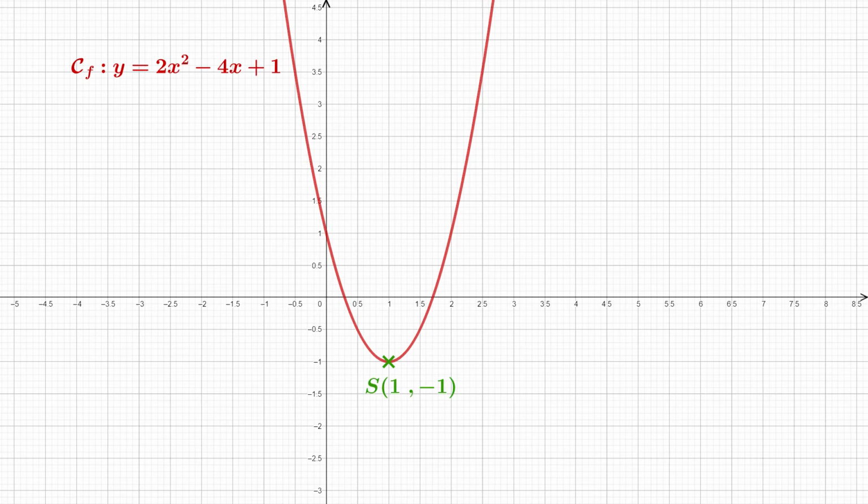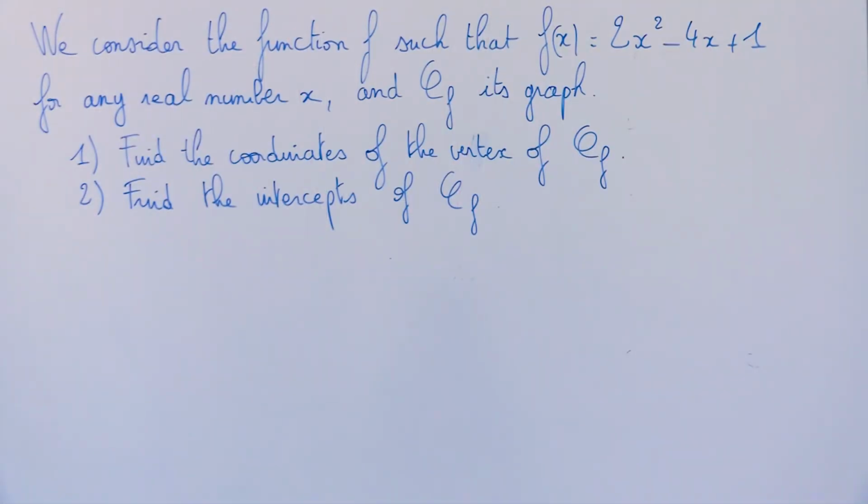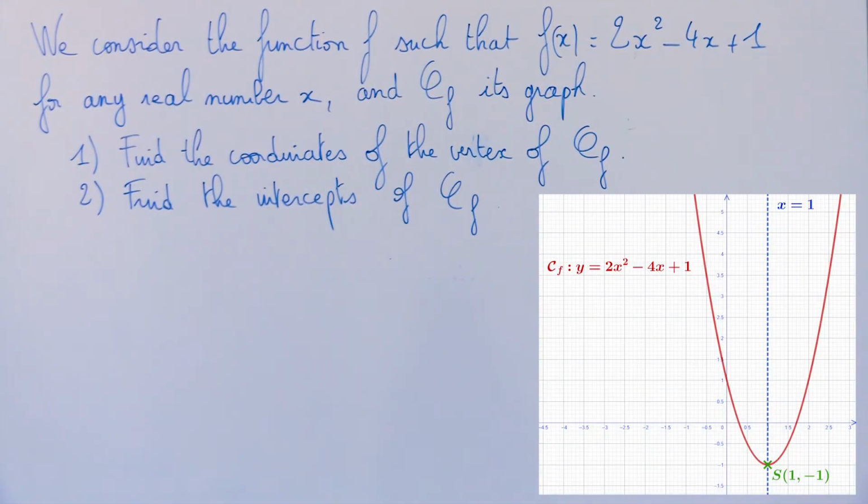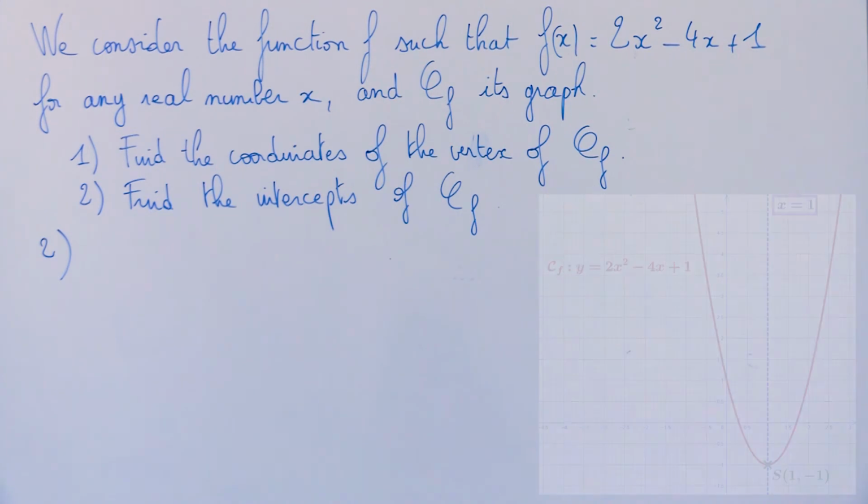Just one word about the parabola. The axis of symmetry of Cf has an equation that is x equals 1. So now we will answer the second question. The purpose is to find the intercepts of Cf.